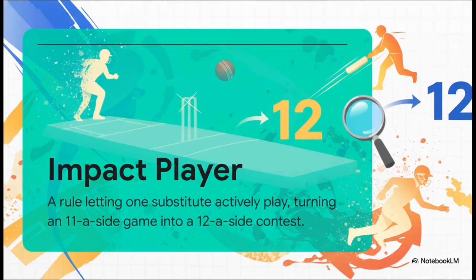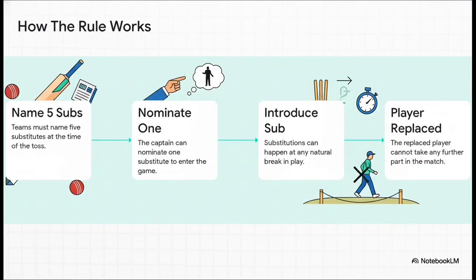So how does this whole thing work in a match? It's pretty straightforward, actually. First, at the toss, both captains name their usual 11 players, but they also list 5 potential substitutes. Then, at any break in play, end of an over, a wicket falls, whatever, the captain can decide to bring in one of the 5 subs. But, and this is the key part, the player who gets replaced, they're done for the day. They cannot come back into the match at all.